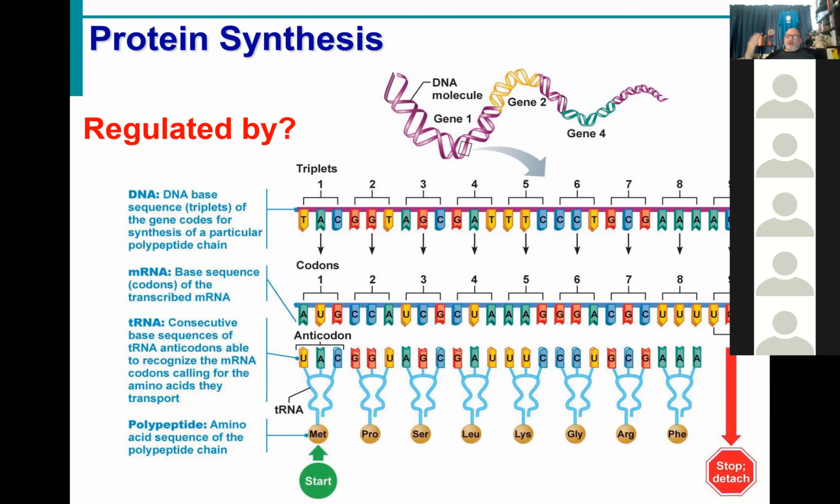So how do I tell toenail cells which proteins to make and when to make them, and liver cells which proteins to make and when, and eyeball cells which proteins to make and when? How do I regulate this whole process? How do I tell cells which protein to make and when to make those proteins? How is this process regulated? You're right, the process is gene expression, but how do I get the cells to do that? How do I get each cell to express the genes that I want them to express? How does that work?